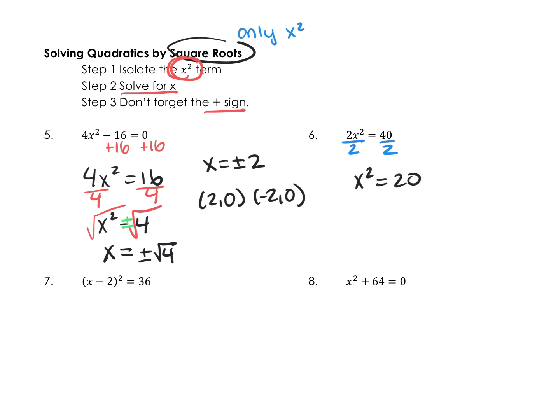So I have x squared equals 20. Now I can square root both sides. Don't forget your plus or minus in the front. All we'll have left on the left side is the x because the square root undoes the square. And then we'll have plus or minus the square root of 20.